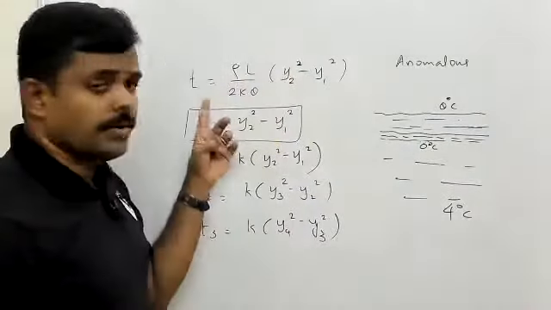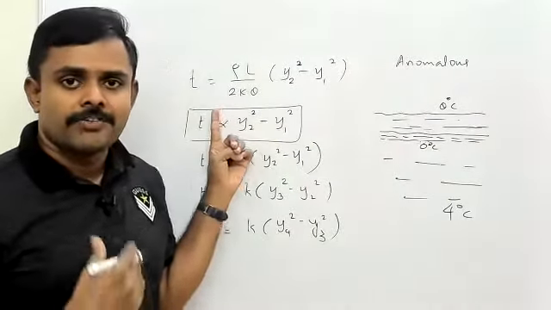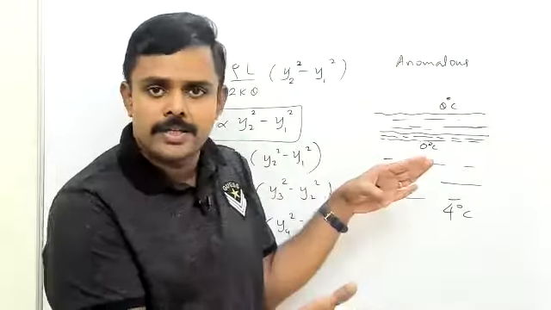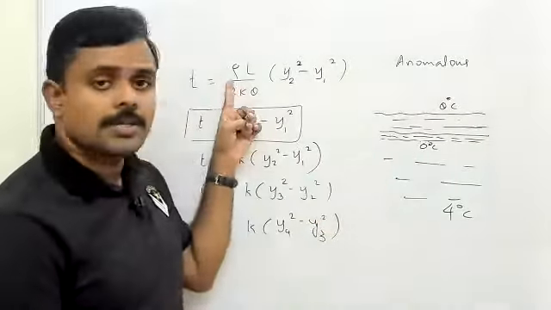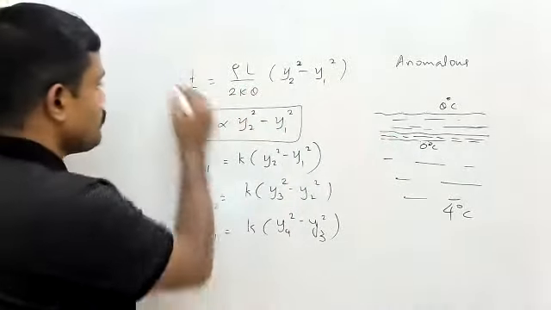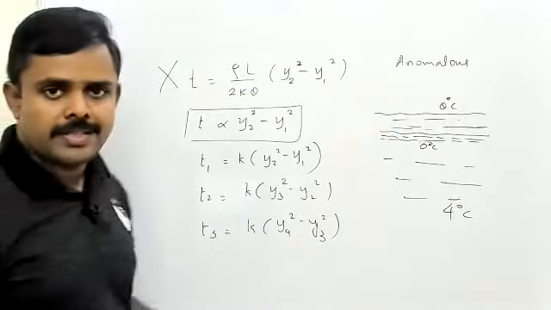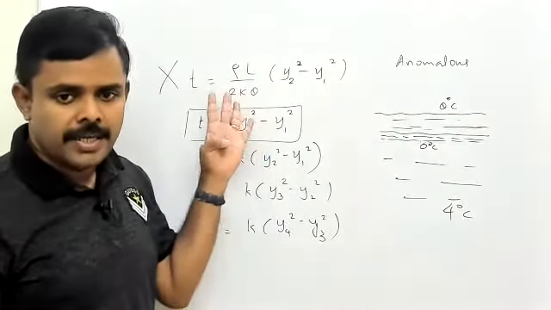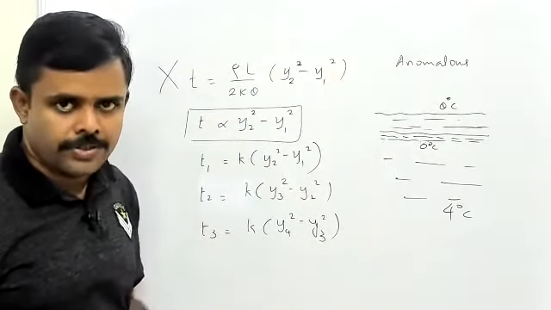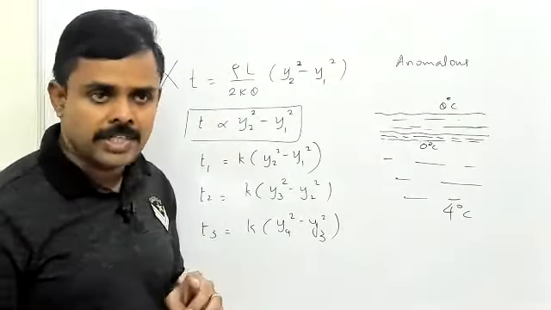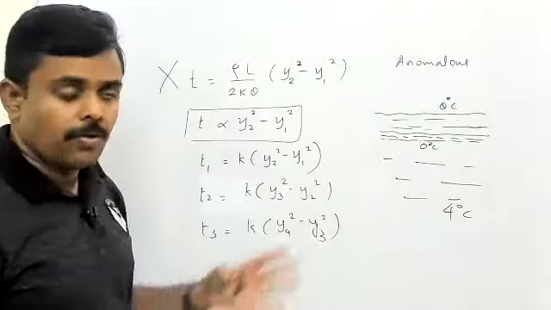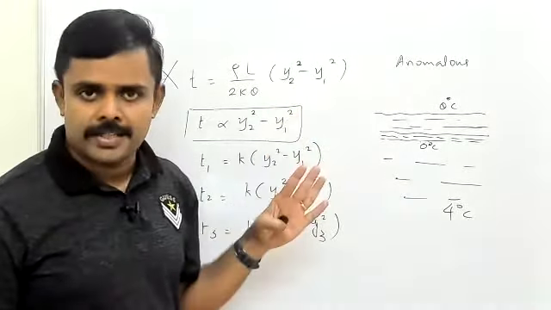And then, this is the time required for ice to grow. Actually, ice is growing here in thickness. The equation is rho L over 2k theta into y2 square minus y1 square. This equation won't be needed. I just gave the equation. Rho is density. L is latent heat of fusion. Yesterday we learned latent heat of fusion. K is thermal conductivity. Theta is temperature outside. Y1 and Y2 are initial and final thicknesses.